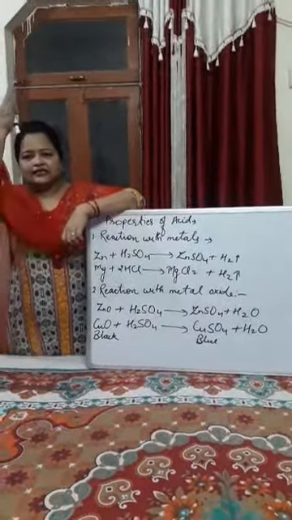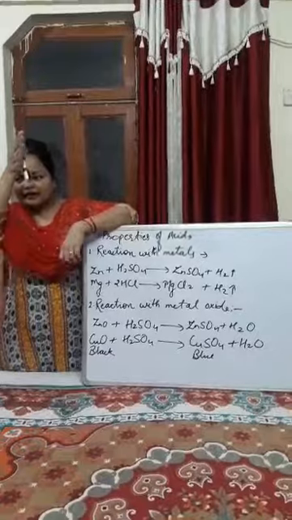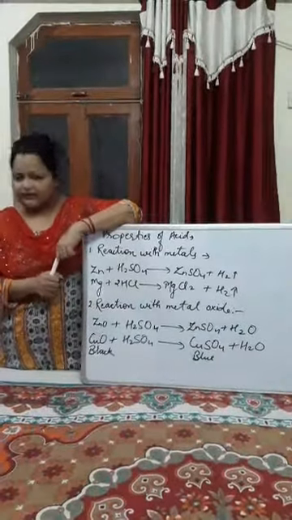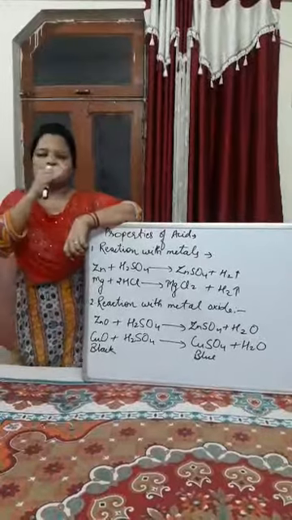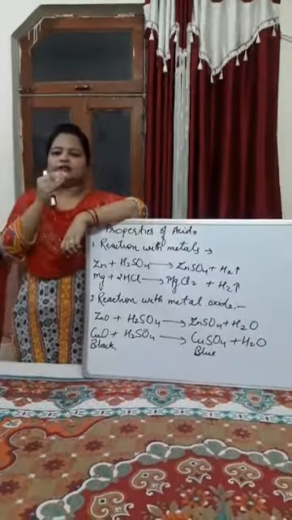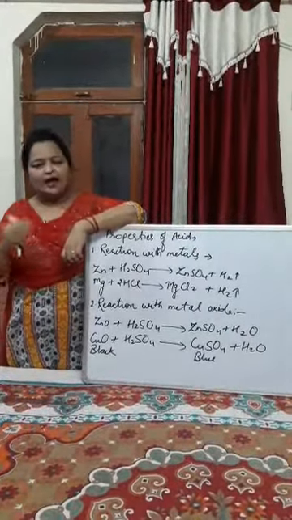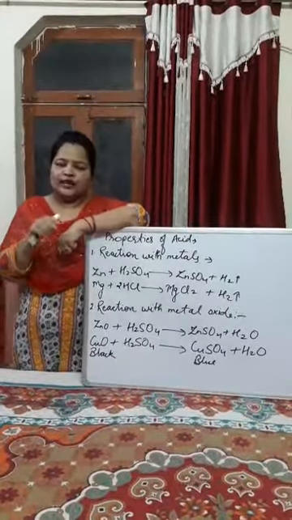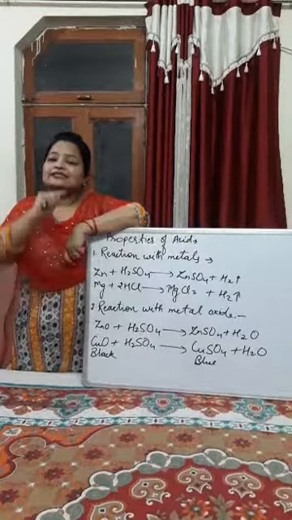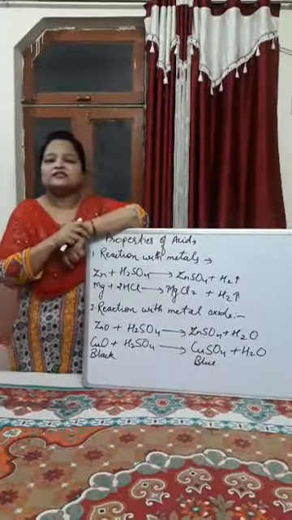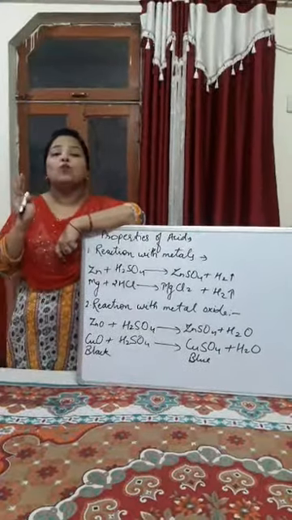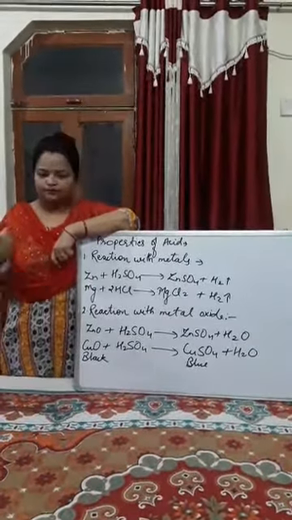Reactivity series is a series of metals in which the metals are arranged in a vertical column in the decreasing order of their reactivity, like potassium, sodium, calcium, magnesium, zinc, iron; like this they are arranged. उसमें बीच में हाइड्रोजन भी आता है. ठीक है? So the metals which are present above hydrogen in the reactivity series can displace hydrogen from acid because they are more reactive than hydrogen.